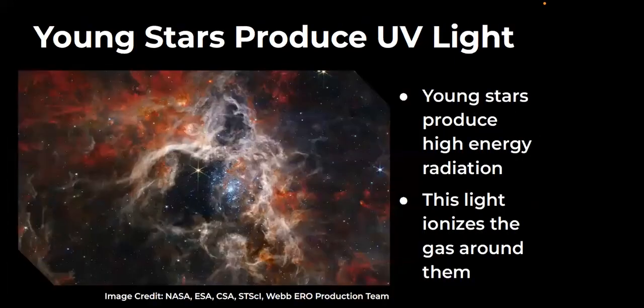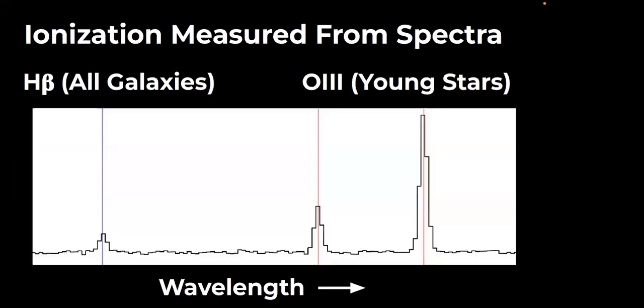And so I have an image of an H2 region here. In these regions, there are lots of new, young, very hot, and very massive stars being formed. These stars are pumping out huge amounts of high energy radiation, which sculpts the gas around them and ionizes it, stripping the gas's atoms and molecules of their electrons. And so if we can find a way to identify ionization of the gas in a galaxy, it can help us trace the formation of new young stars.